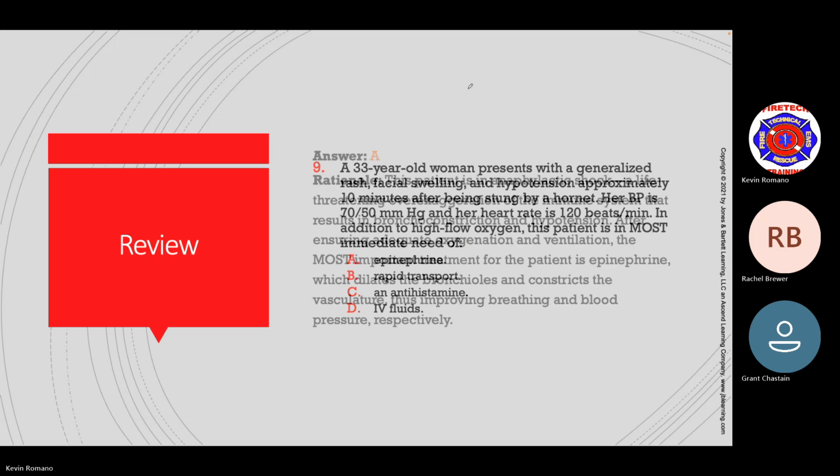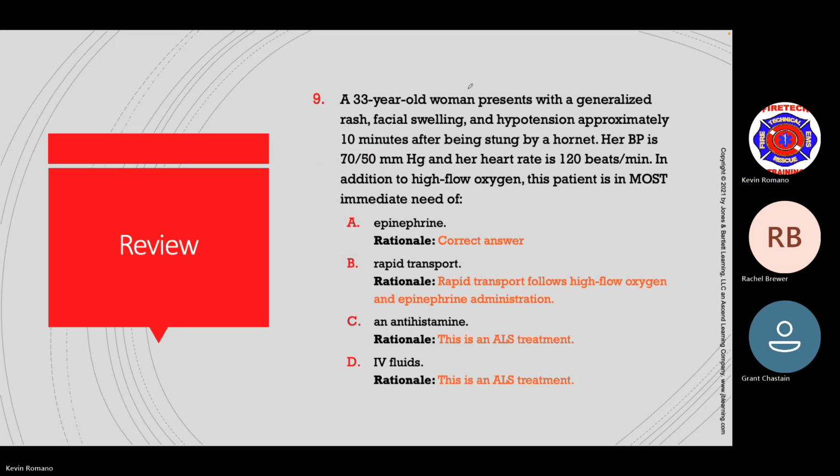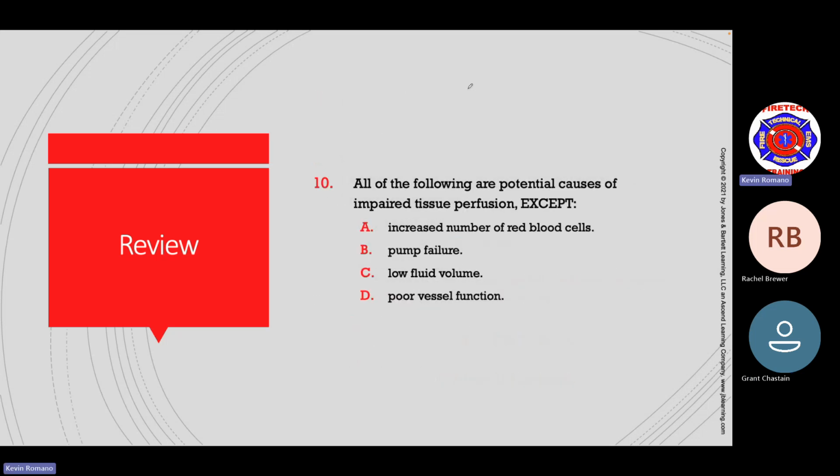And the last one. All the following are potential causes of impaired tissue perfusion except increased number of red blood cells, pump failure, low fluid volume, poor vessel function. A. Yeah, A.